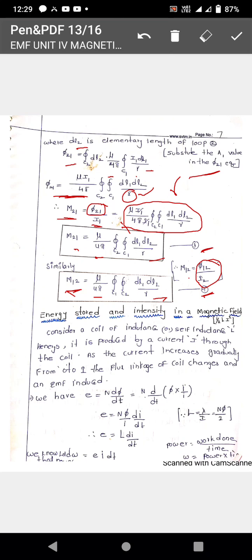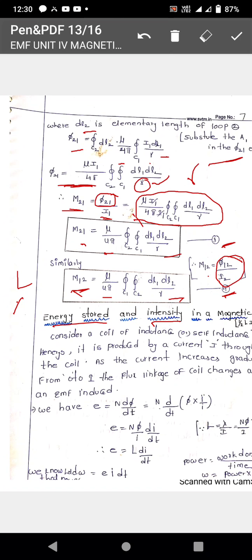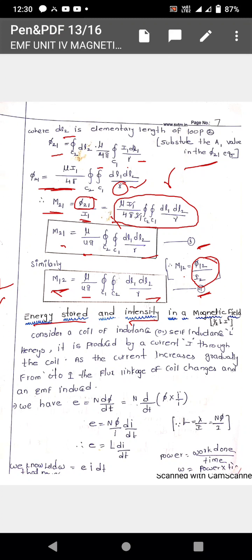Now another topic: energy stored and energy intensity in a magnetic field. You know that energy stored in an inductor L equals half L i square. How are we getting this? Simply by applying the energy equation we can calculate. In another way also we can calculate. Let us see how.